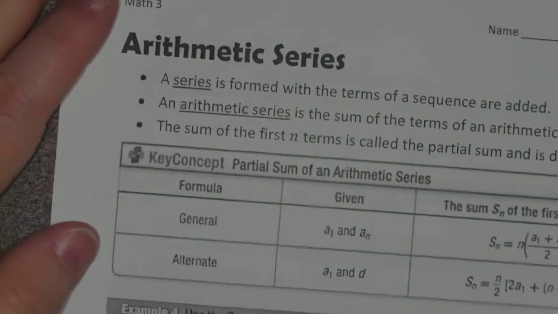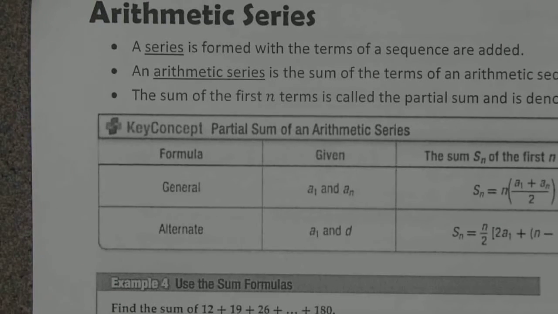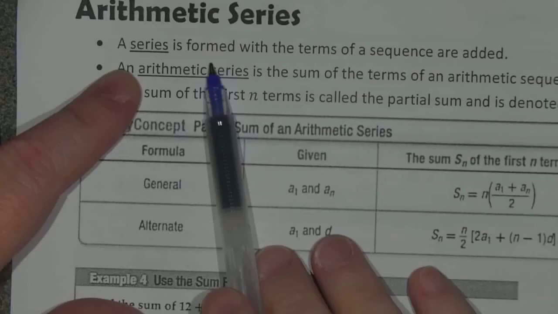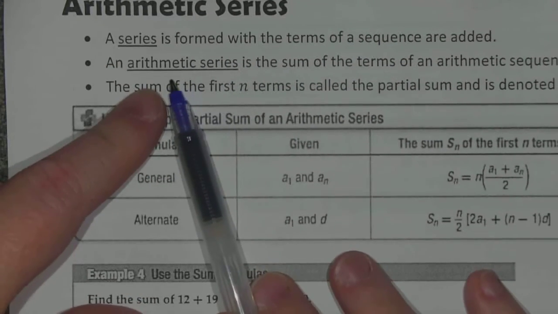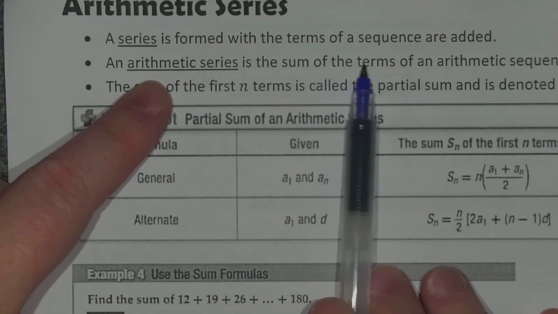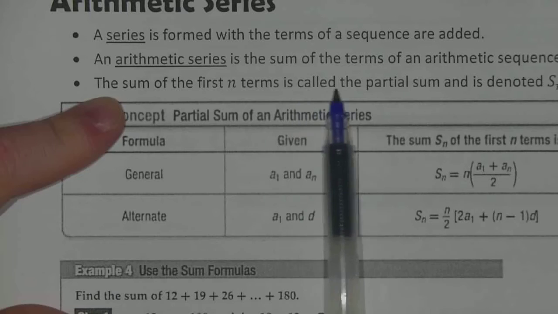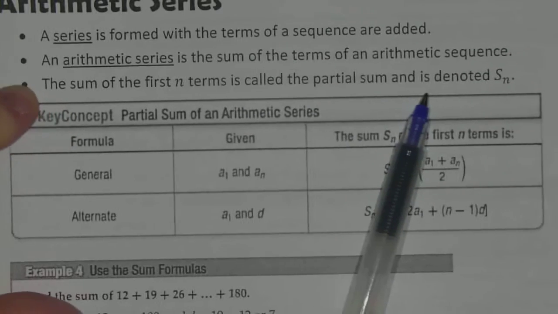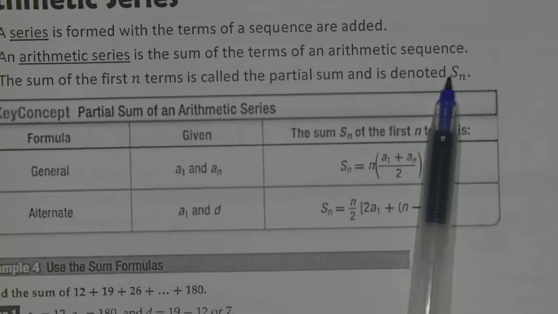All right, so we're flipping over and we're going to change to a different formula now. Do you remember the other day when we were doing series, we were finding the sum of the series of the geometric sequence? So we're going to do the same this time for arithmetic. So again, the series is when we add the terms together in the sequence. An arithmetic series is the sum of all of the terms in an arithmetic sequence, and the sum of the first n terms is called a partial sum.